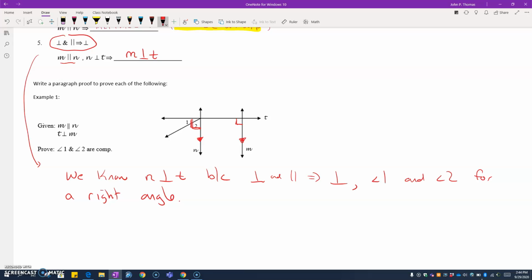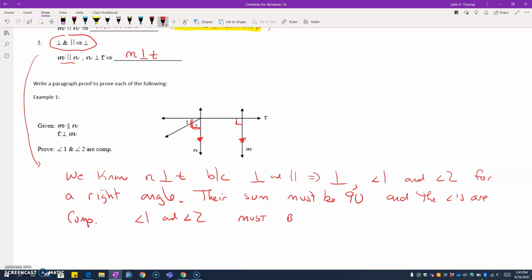All right, so we know that N and T are perpendicular. That means that we have a right angle there. All right, we know 1 and 2 form that angle, so it has to be a right angle. All right, and if we have two angles that form a right angle, then their sum must be 90, and the angles are complementary. All right, so we can say angle 1 and angle 2 must be complementary.